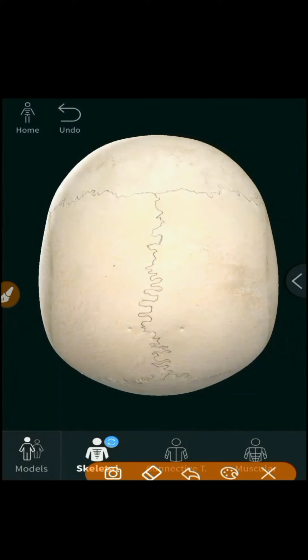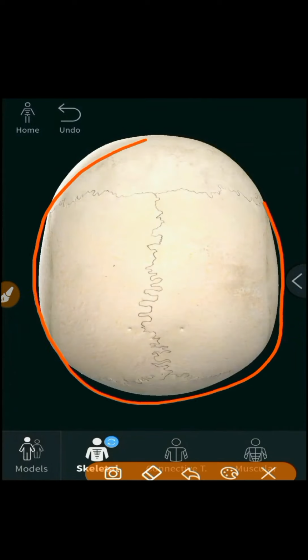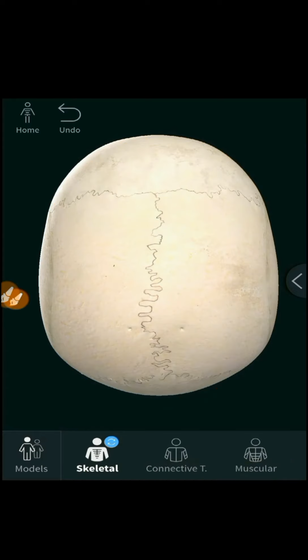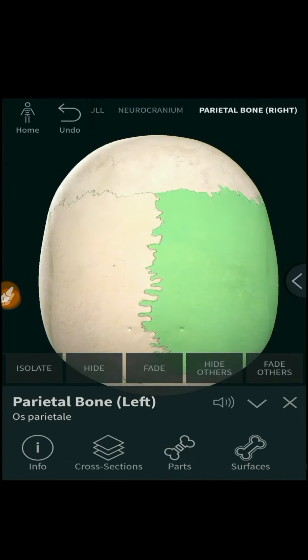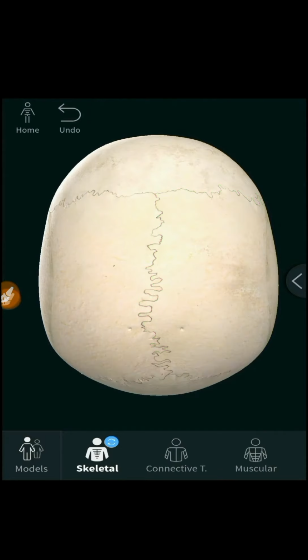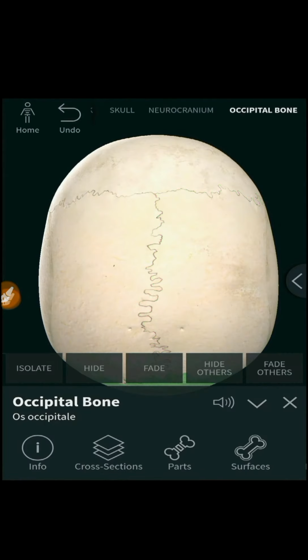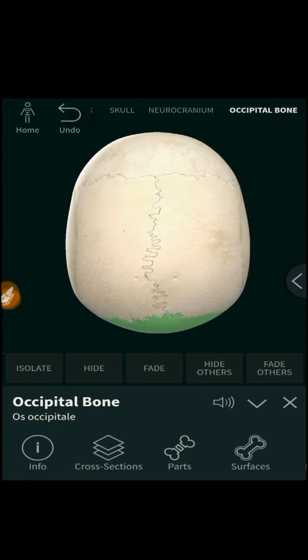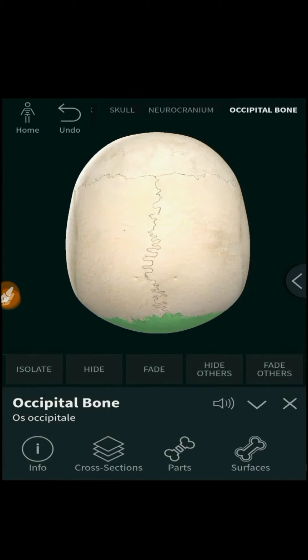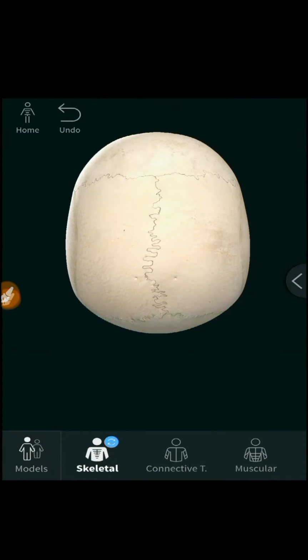So when you see here in this animated model, you can see the norma verticalis is ovoid in shape, and the anterior end is narrow, the posterior end is broad. You can see the 4 bones there: frontal, a pair of parietal, and posteriorly you can see the occipital bone. So 4 bones here: the squamous part of the frontal bone, the parietal bones on either side of the midline, and the squamous part of the occipital bone are visible in this norma verticalis view. You can see 4 bones.